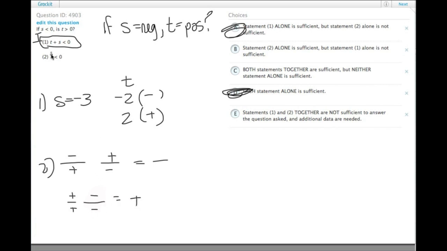And since we know that s is a negative number from the original statement, we know that we have a negative number on top. This is confirmed. And since this whole thing is less than 0, that must mean that t is positive in order to have a negative fraction. So statement 2 is sufficient. We select answer choice B.